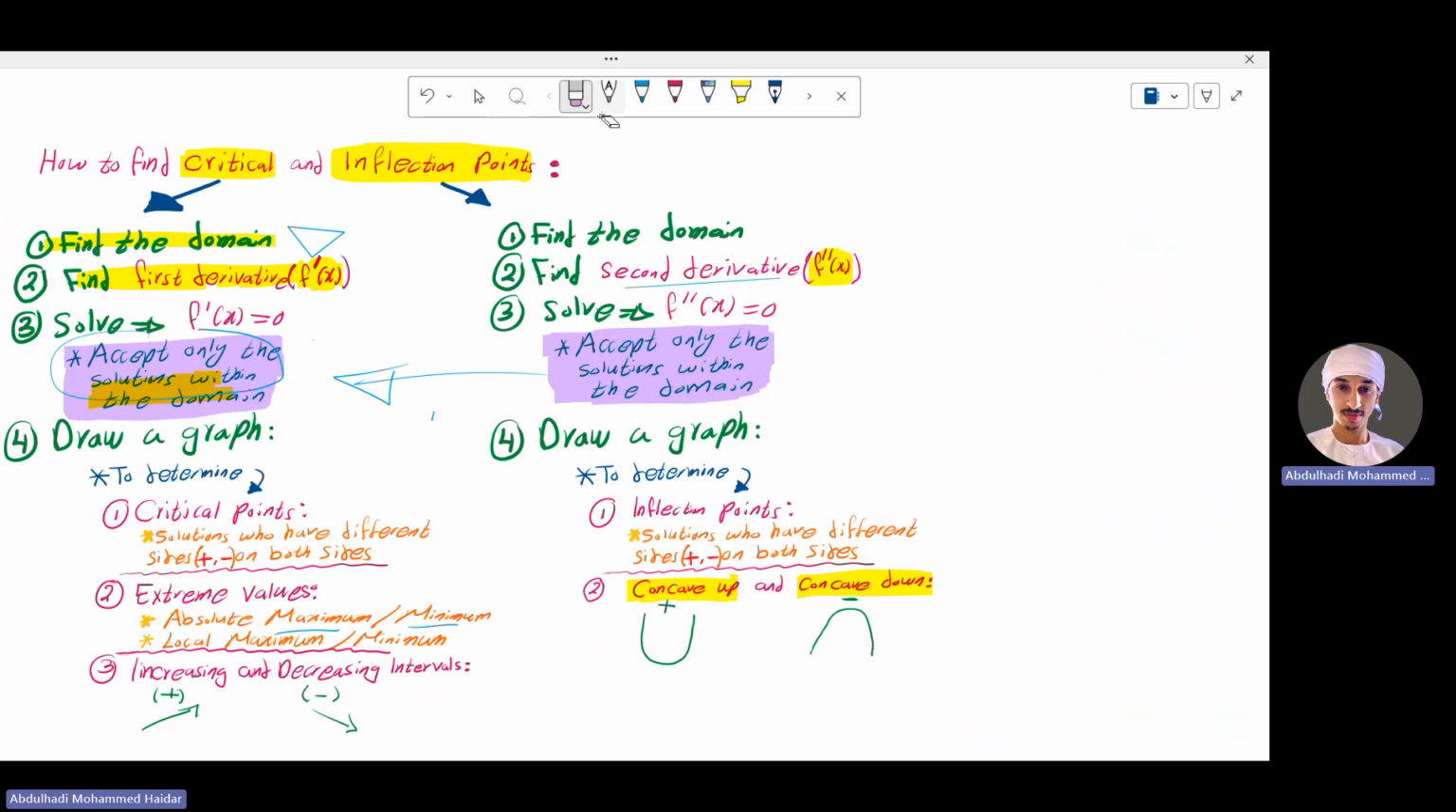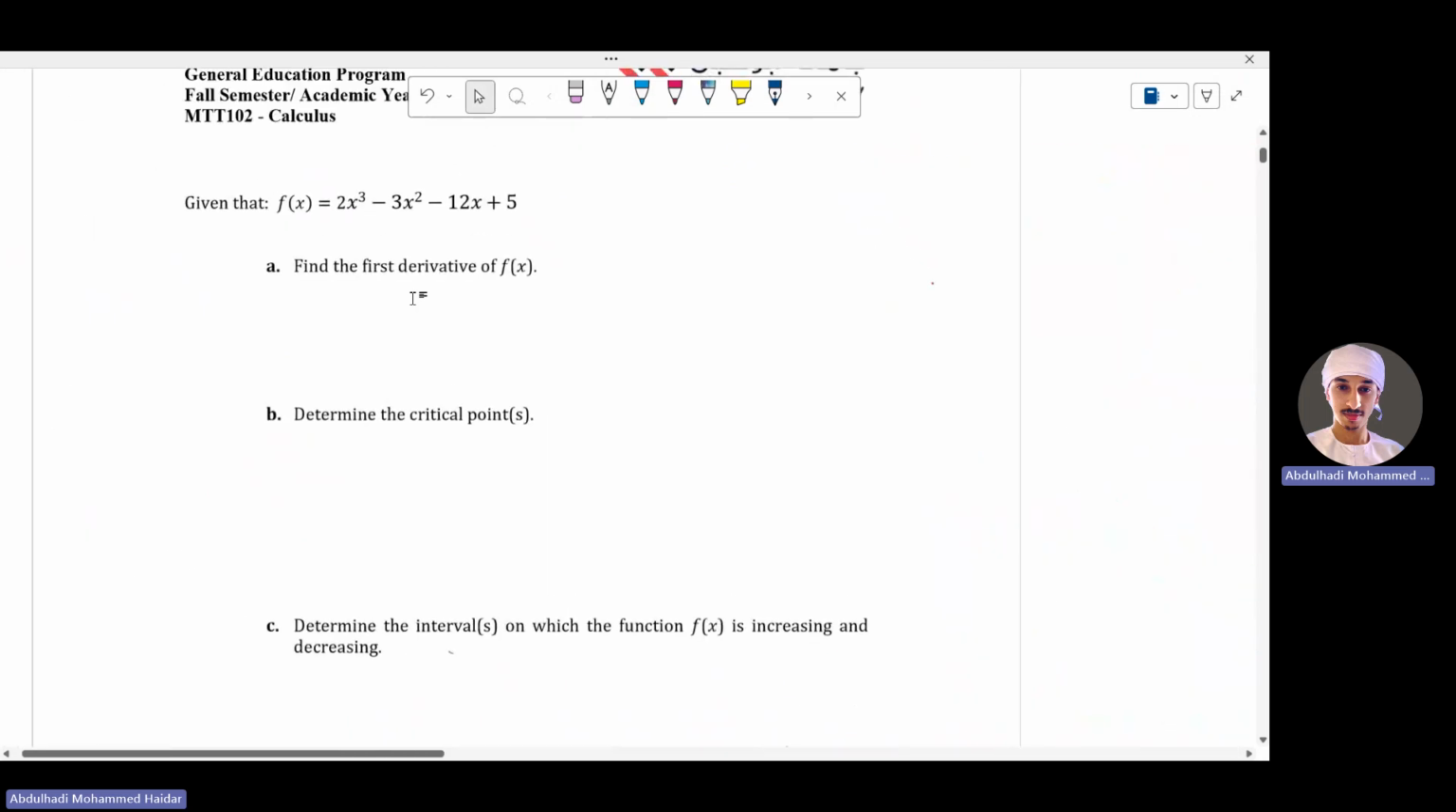And then we are going to draw a graph to determine the inflection points and to determine the concavity, concave up and concave down. This concave up, this concave down. Okay, same as the increasing and decreasing intervals. So now we are going to solve a question like this one. So how can you solve it?